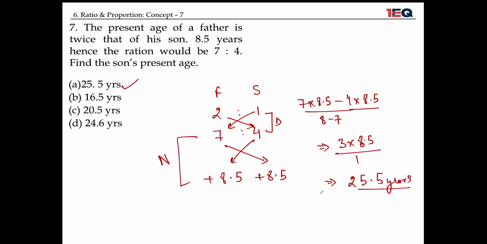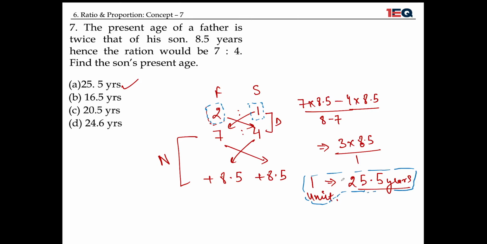And why did I come to this conclusion that the value of this portion is equal to 25.5? Because the value of 25.5 is equal to 1 unit. Had he asked me the value of the father's age, I would have to multiply it by 2. Why? Because the father's age is 2 units and the son's age is 1 unit. The value which came out was that of 1 unit. That is why 25.5 could be marked. Got it?